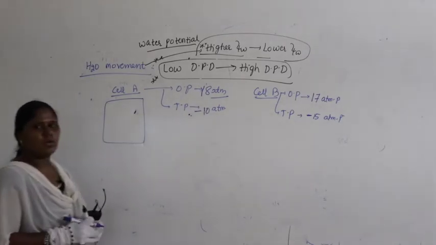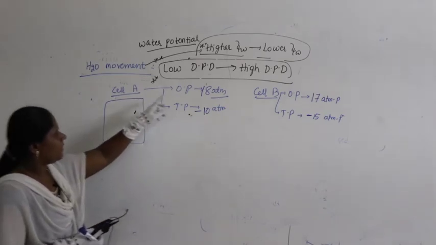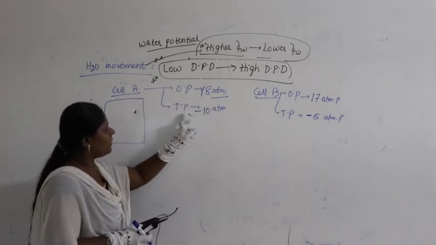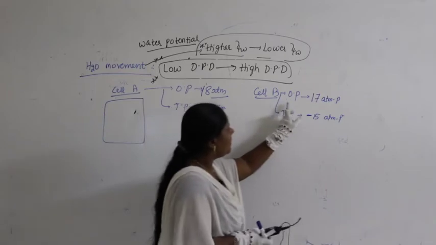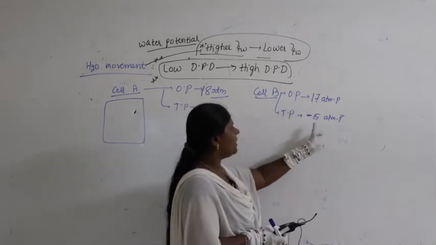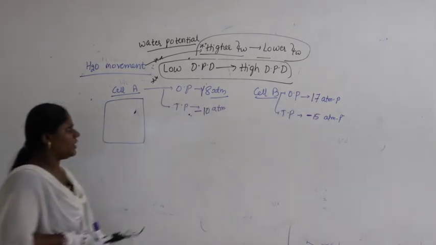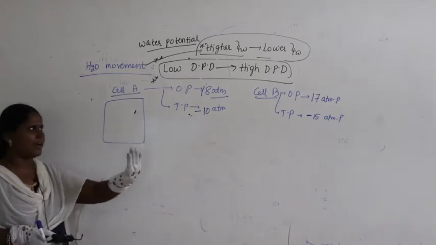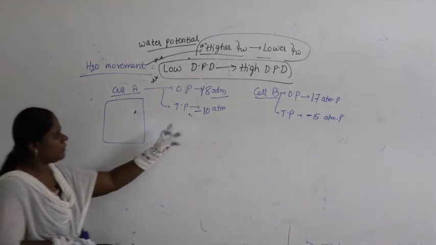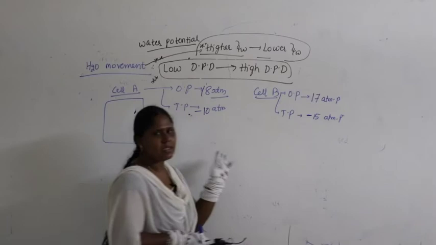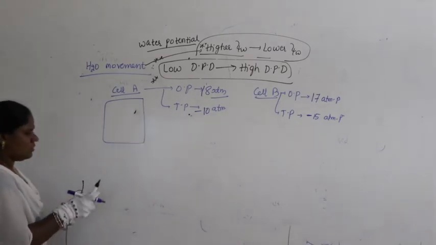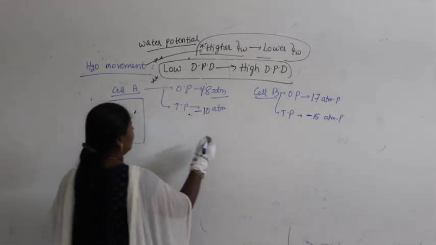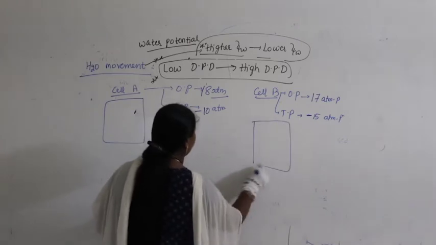Okay, so now let us take cell A, OP value is given as 18 atmosphere, TP is 10 atmosphere. For cell B, OP is 17 atmosphere, TP is minus 15 atmosphere. If it is given as a positive value, you can calculate directly, but you should not get confused with the negative values. So, I am giving both TP values as negative values. Now you can take both cell A and cell B here.